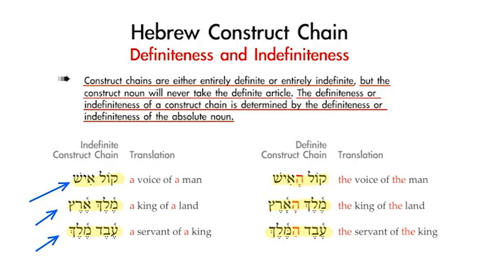Notice that in the construct chain, there's only one definite article on the absolute noun, but every noun in the construct chain is translated as if it had the definite article. This is because a construct chain in Hebrew is either entirely indefinite or entirely definite, and the definiteness or indefiniteness of any construct chain is determined by the absolute noun or the last noun in the construct chain.